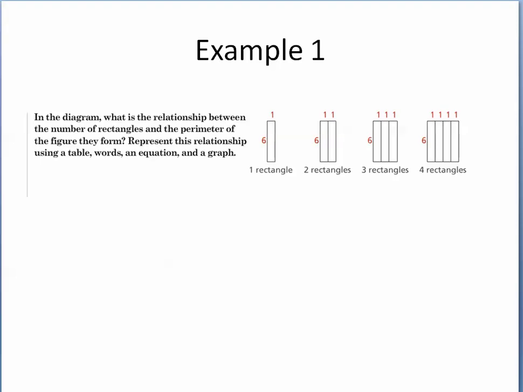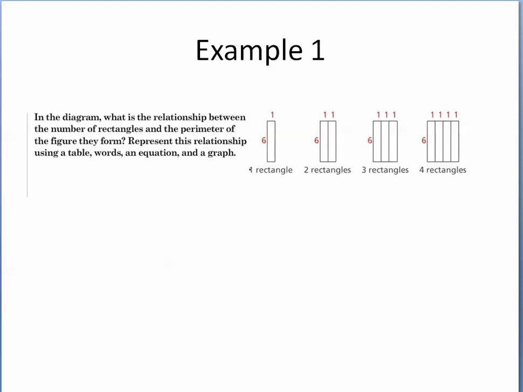So copy this example down. If you need more time, you can pause the video, obviously. So in the diagram, what is the relationship between the number of rectangles and the perimeter of the figure that they form? Represent this relationship using a table, words, an equation, and a graph.